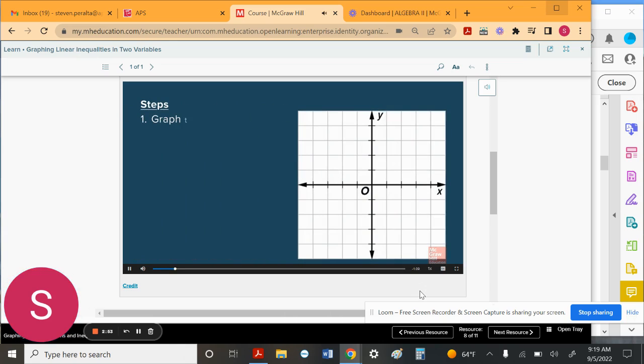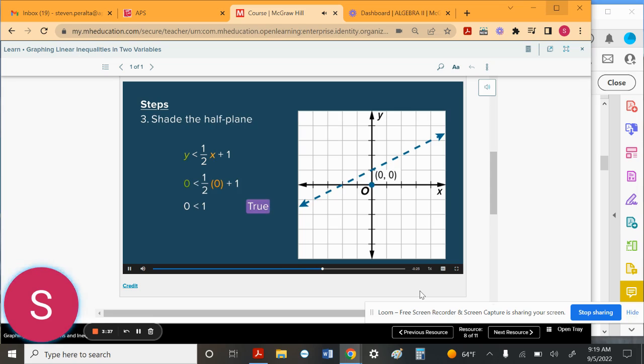To graph a linear inequality in two variables, begin by graphing the boundary. That means to graph the line. So pretend there's an equal sign there and actually graph it as a line. Use a solid line for an inequality that includes a less than or equal to or a greater than or equal to symbol. Use a dashed line for an inequality that includes a less than or a greater than symbol. Next, use a test point to determine which half plane should be shaded. Selecting 0, 0 as a test point often makes calculations easier.